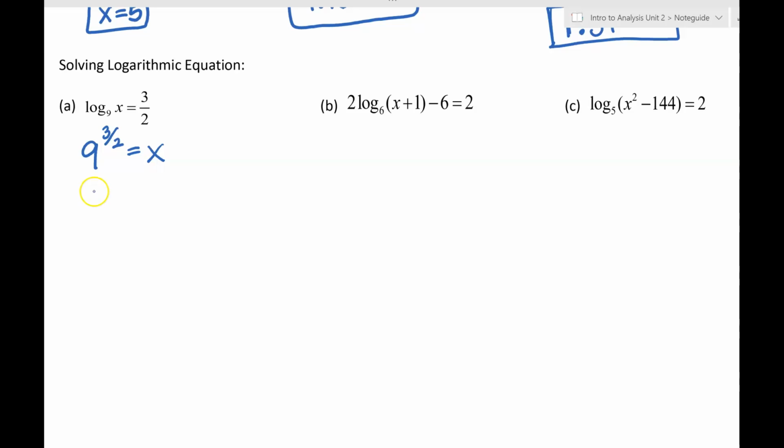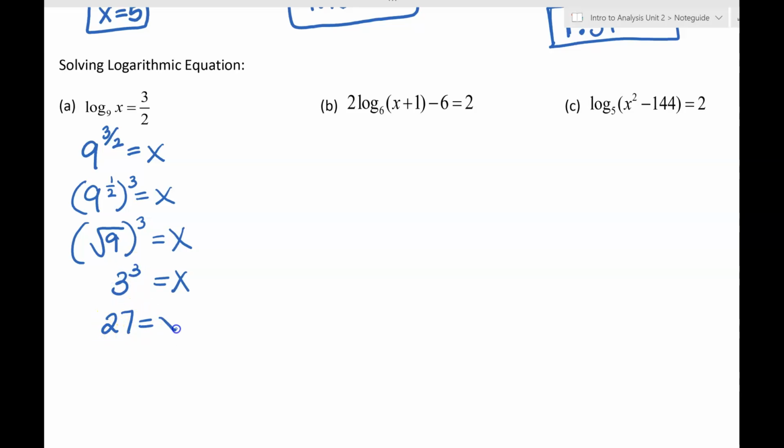So remember what these exponents are. 3/2 is like an exponent of 1/2 and an exponent of 3. And I'm just writing it like this to remind you guys that the fraction exponents means radical. So 1/2 means square root. If it was 1/4, it would mean a fourth root. If it was 1/3, it would be a cube root. And the square root of 9 is 3, and 3 cubed is 27. So that 9 to the 3 over 2 power is really 27. You guys have calculators too, so you could type that in if you wanted to.